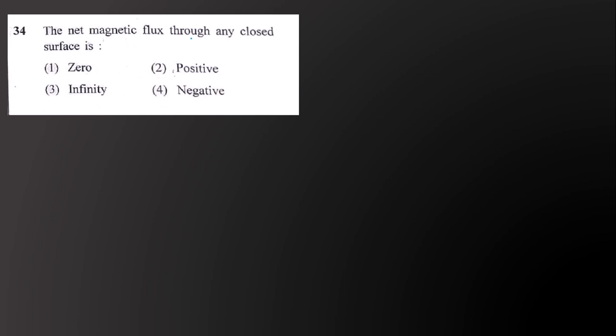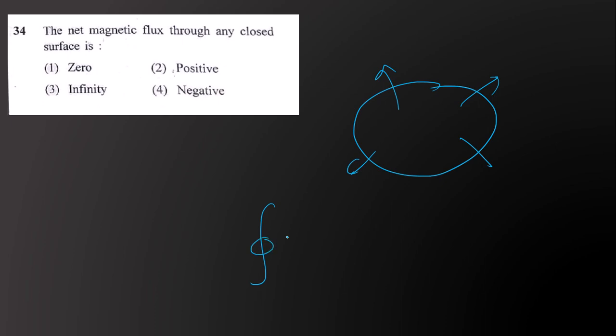The net magnetic flux through any closed surface. What do you understand by the magnetic flux? It is again based on the Gauss law on magnetism. We know that magnetic monopole does not exist. That's why this particular integral becomes equal to 0. Therefore net magnetic flux is always 0.